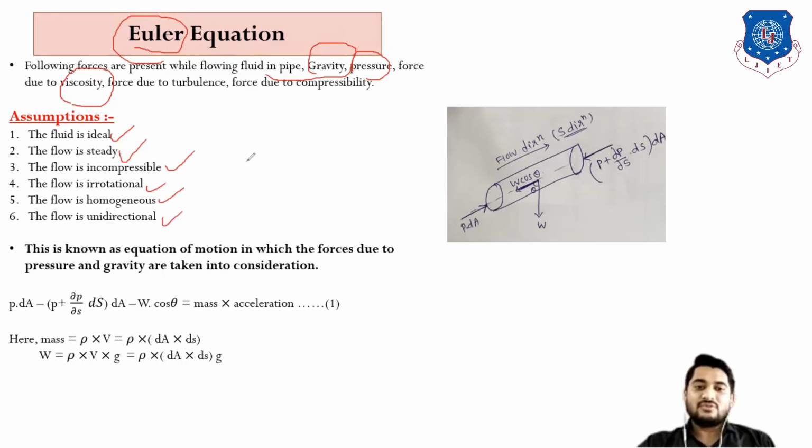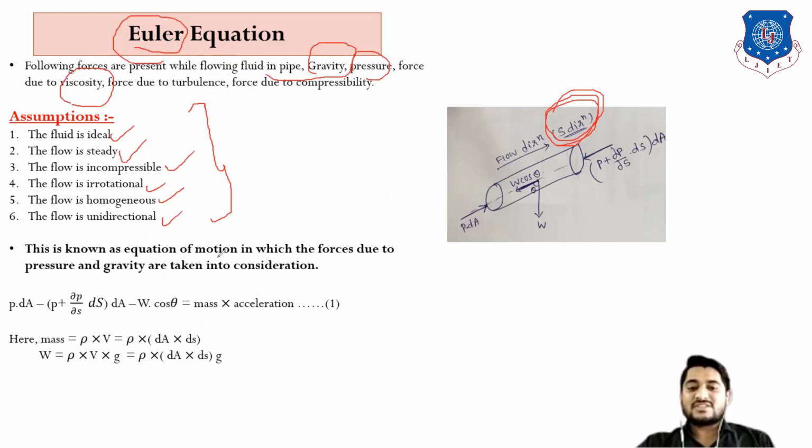What do you mean by unidirectional flow? So generally there are three directions X, Y and Z. But here we are assuming that our flow occurs only in S direction. So the other two direction forces will be zero. So that is known as unidirectional flow. So why are we taking such assumptions? The assumptions are for easy derivation of Euler equation, right?